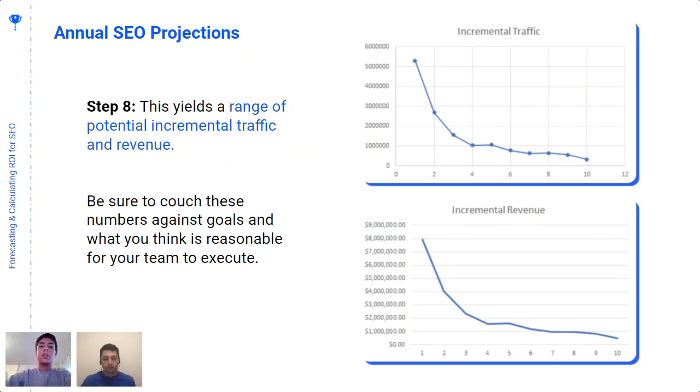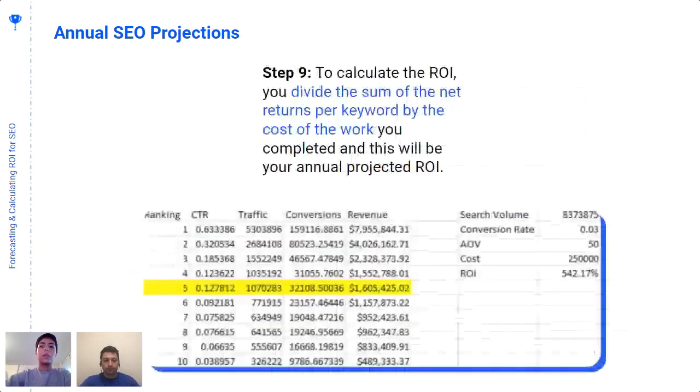Now you'll be able to create charts to look at your potential incremental traffic and revenue, and also make sure that you're comparing these numbers against your own goals to see if they're reasonable for your company. And finally, you'll divide the sum of the net returns per keyword by the cost of the work to get your annual projected ROI. So all that math will lead you to this right here.